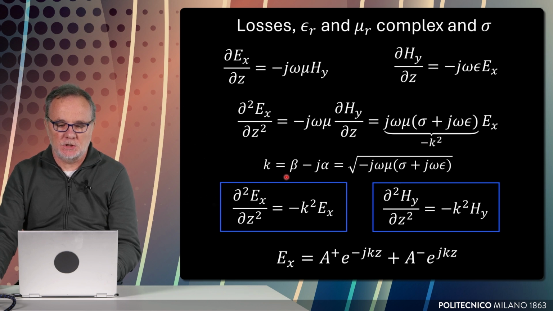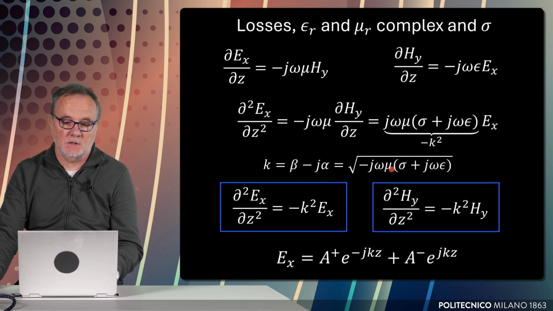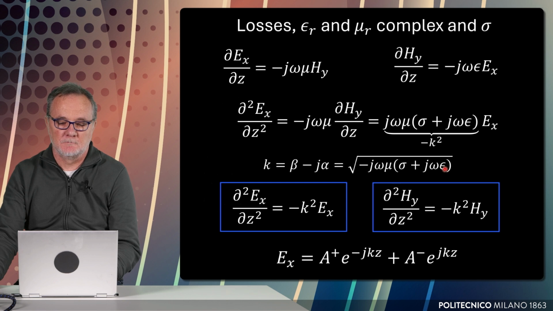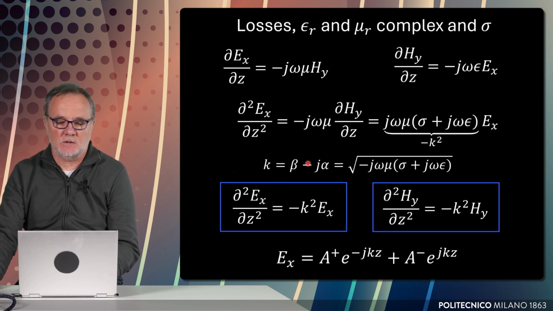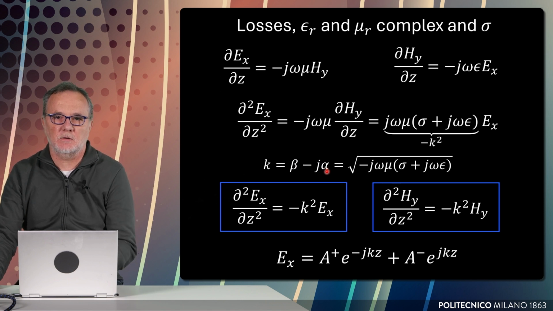After substituting, as you see, we obtain k as the square root of the complex number minus j omega mu that multiplies sigma plus j omega epsilon, in which we can have non-zero sigma, we can have complex permeability, and we can have complex permittivity. So our wave that propagates along the positive z direction will have a positive beta, the propagation constant, but also a positive alpha that represents an attenuation constant. And this minus sign ensures that the wave attenuates along the positive z direction.